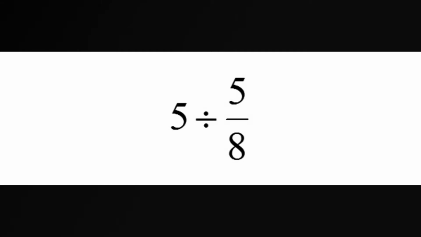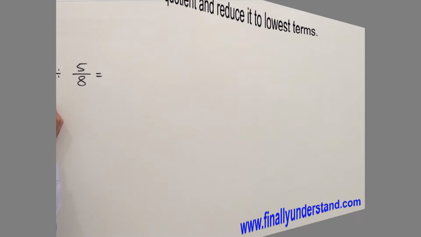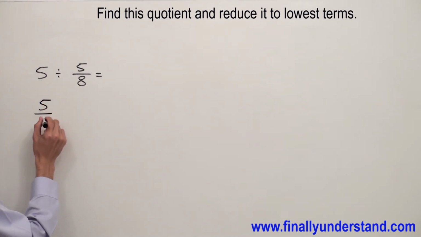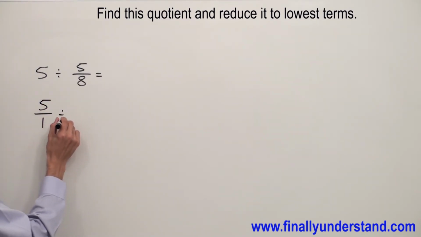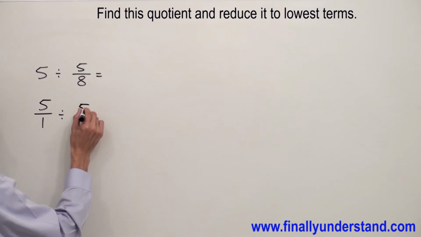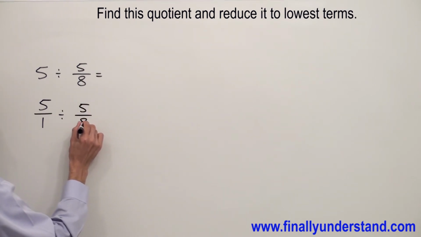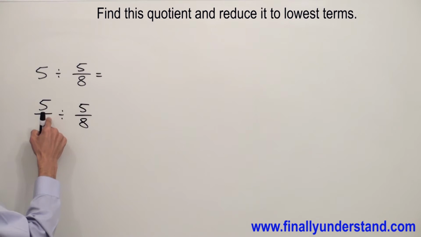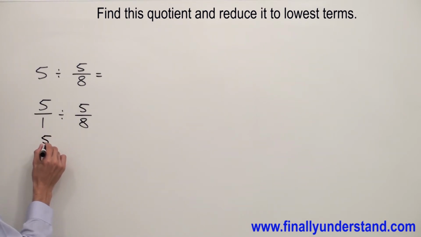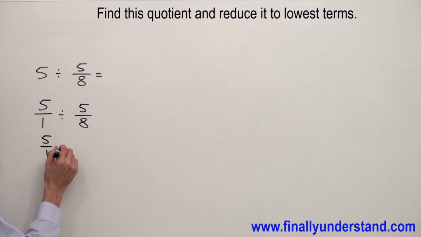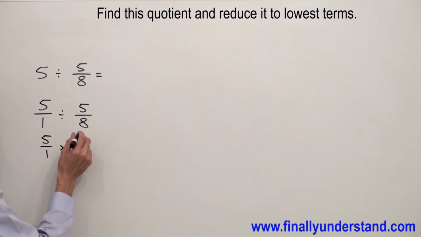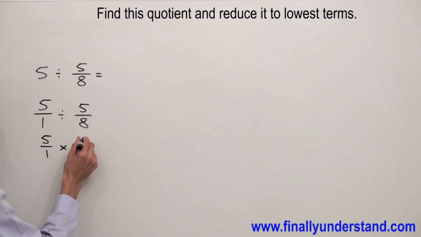5 divided by 5/8. Convert the whole number to an improper fraction: 5/1 divided by 5/8. Copy down the first fraction, 5/1. Division, you have to change to multiplication and find the reciprocal of the second fraction, which is 8/5.